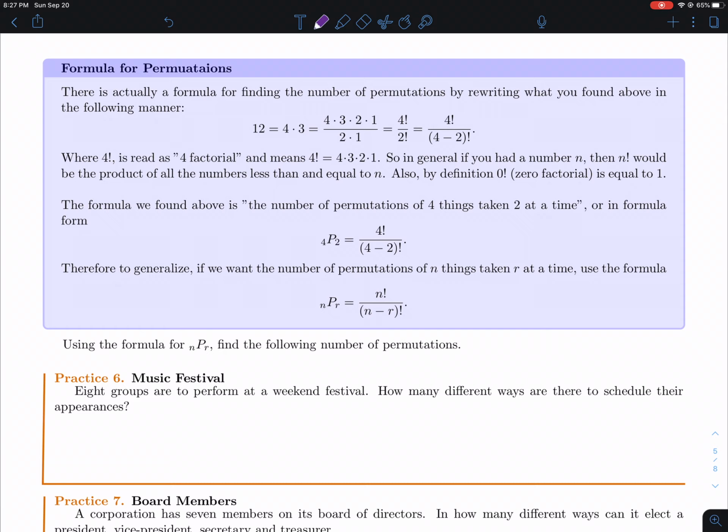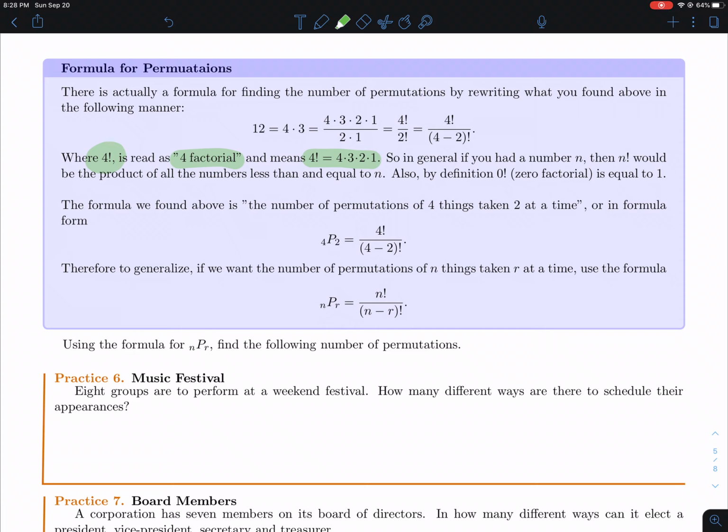Just so you know, in case you've never seen the exclamation point before in a problem, 4 exclamation point is actually read as 4 factorial. What it does is it starts with 4 and then just drops down by 1 each time and multiplies those numbers together. So 4 factorial is 4 times 3 times 2 times 1. 5 factorial would be 5 times 4 times 3 times 2 times 1.